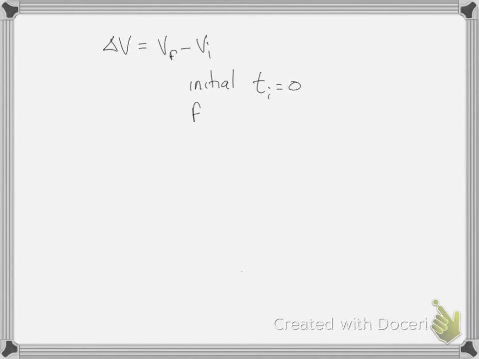Initial time ti equals 0, final time tf, we often just call t. Right? So we're going from 0 to t. That's the same as going from t initial to t final. It's just notation. And so because we go from ti equals 0, we often call that initial velocity, the v initial, v0 because it's v at t equals 0. You can call it v initial, vi if you want, or v0.